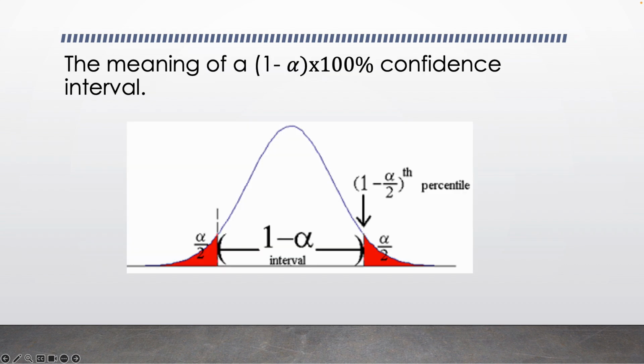Now, the alpha over 2, it's the amount of area in each tail. The 1 minus alpha is the amount of probability on the interior. So 1 minus alpha is the level of confidence. So 99% means that alpha is 1%, so a 99% confidence interval. 95% means alpha is 5%, alpha over 2 is 2.5%, and 95% goes in the interior. And 90% means alpha over 2 is 5%, and alpha is 10%.